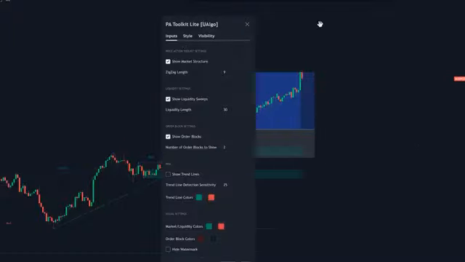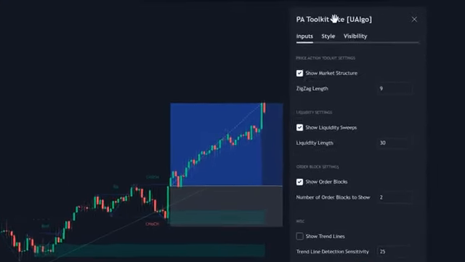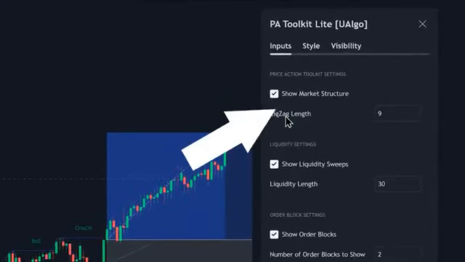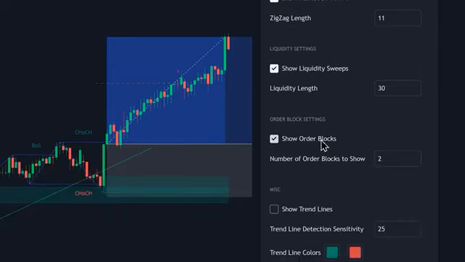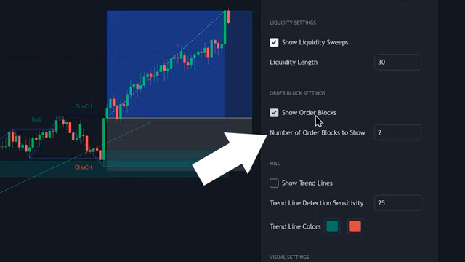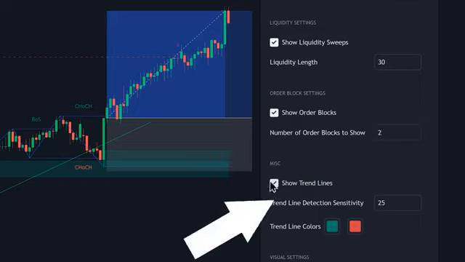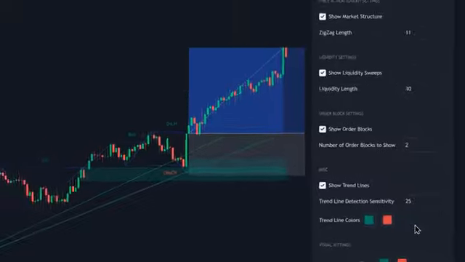Now, looking at the settings of this indicator, we can see that it's super customizable. We have the zigzag length, which allows us to modify the sensitivity of the zigzag to capture more or fewer price swings. Liquidity detection sensitivity: we can adjust how aggressively the indicator identifies liquidity sweeps. Order block display: this is going to set the number of order blocks that you want to display on the chart. Trend line parameters: we can fine-tune how trend lines are detected and extended.